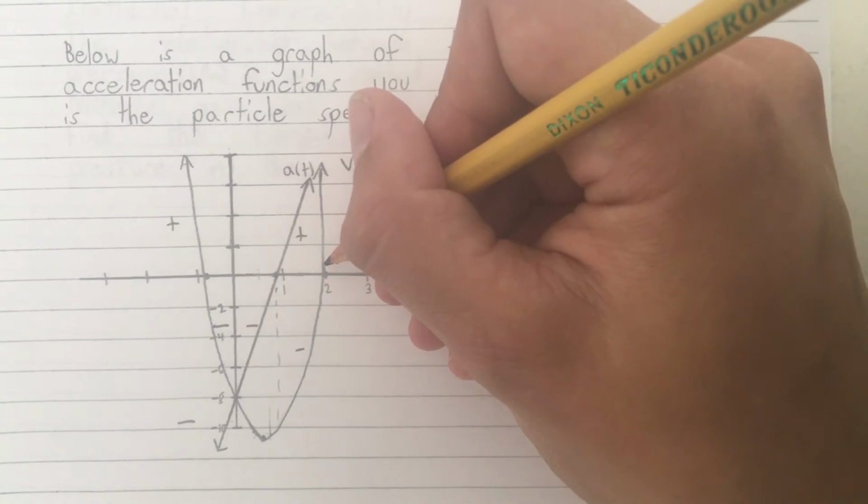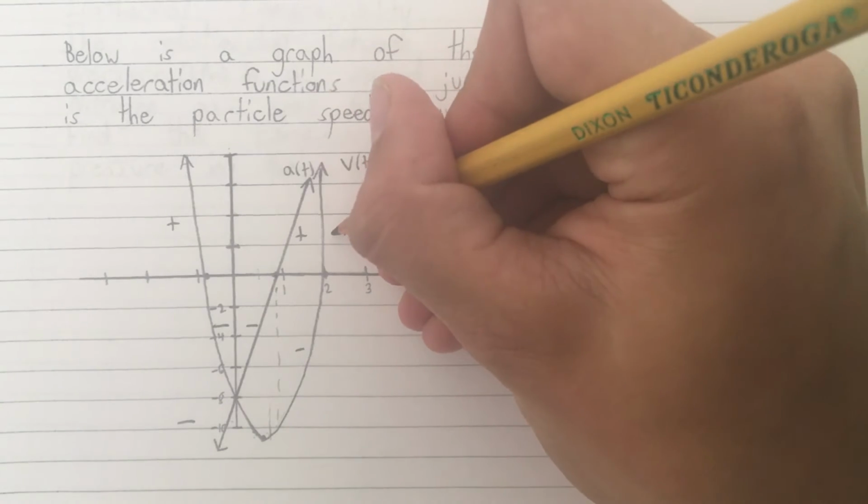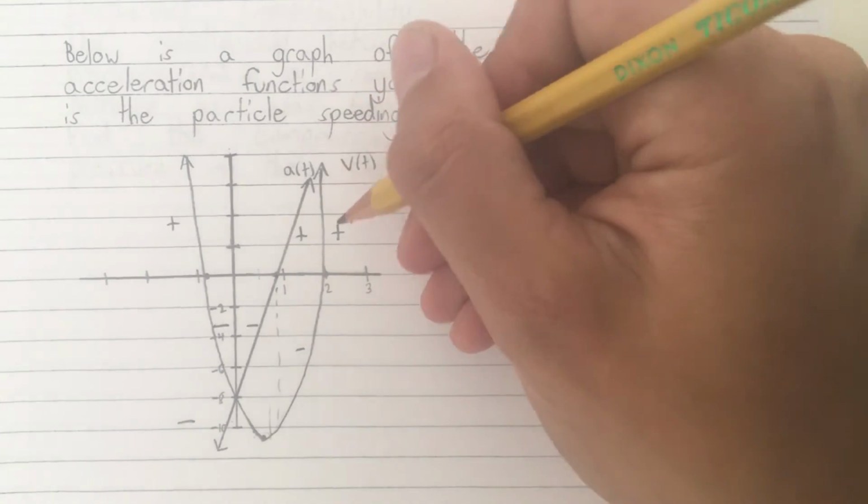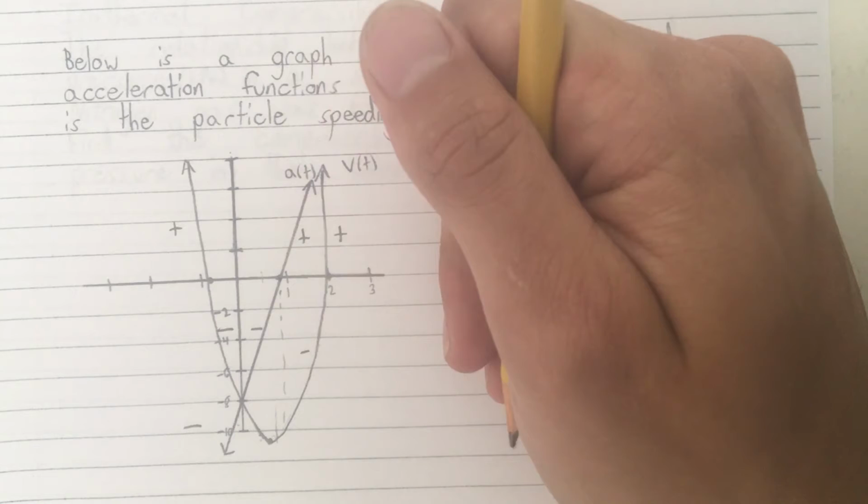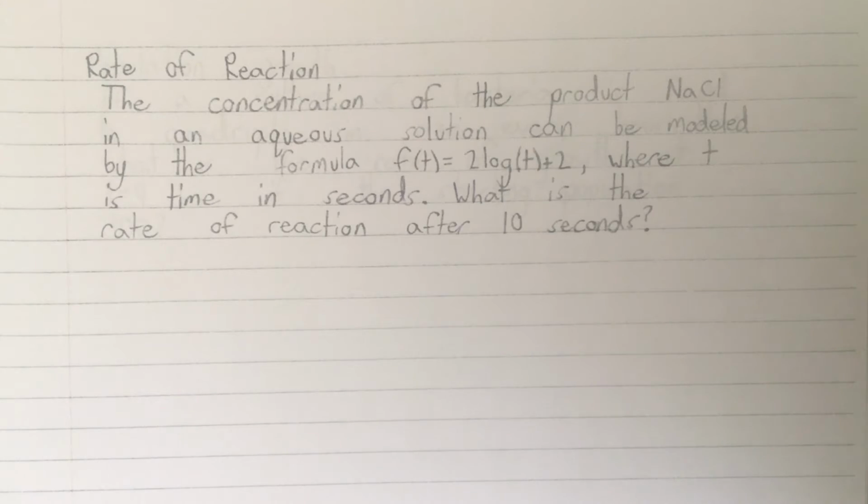And then if we go in past the 2, we're going to see that the velocity becomes positive, and so that means it is speeding up. Now we're going to talk about the use of the derivative in chemistry. One very useful way of using it is in measuring the instantaneous rate of reaction in any chemical reaction.